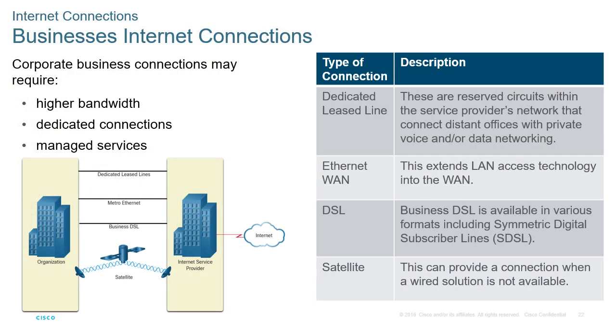For business internet connections, these require higher bandwidth because there is much more information being transmitted compared to small offices. They also require dedicated connections and managed services. Some of the types of connections suitable for that are dedicated leased lines, Metro Ethernet, which extends LAN access technology into the wide area networks, business DSL, and satellite. Satellite as well applies to business internet connections.